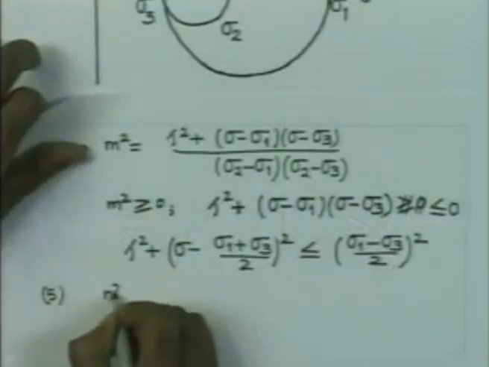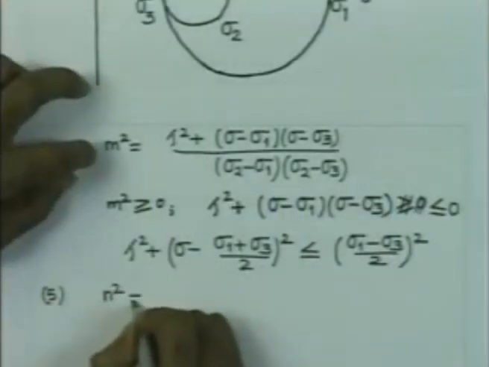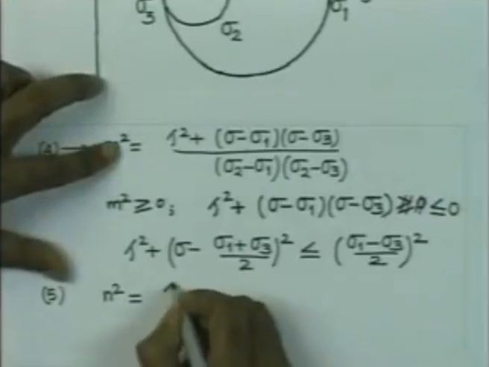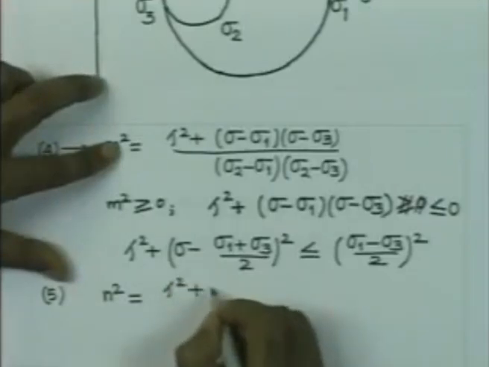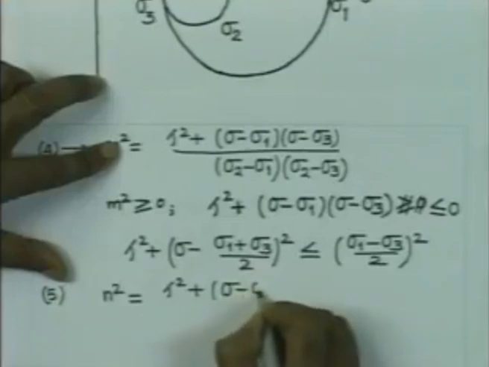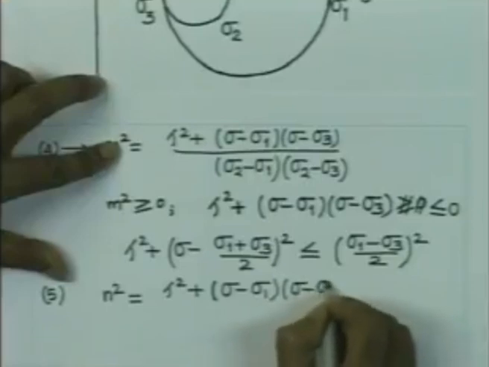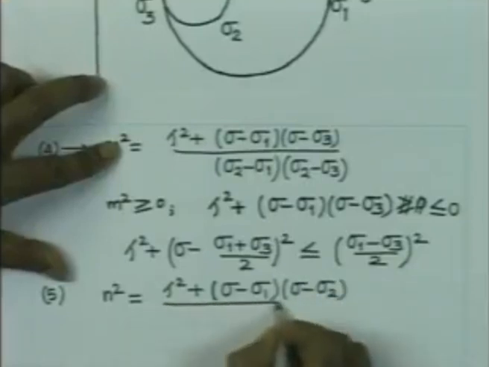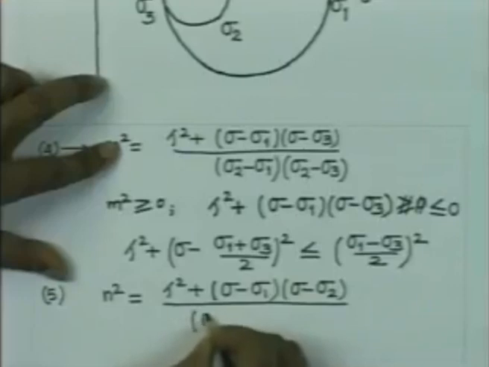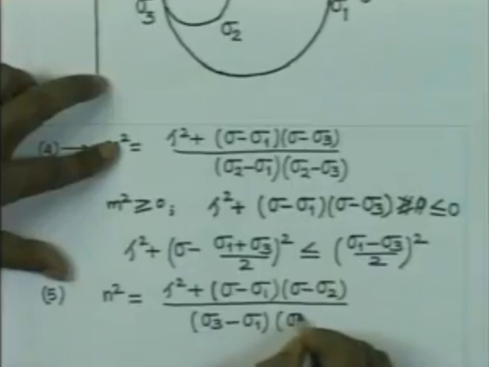Now, we will take the third relation, which was 5, and this 5 was involving stresses. In the numerator it was (sigma minus sigma 1)(sigma minus sigma 2), and in the denominator it was (sigma 3 minus sigma 1)(sigma 3 minus sigma 2).